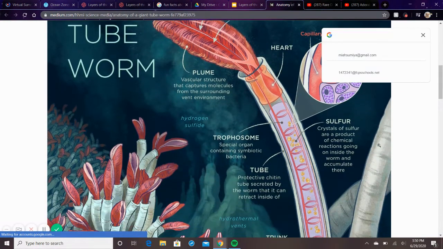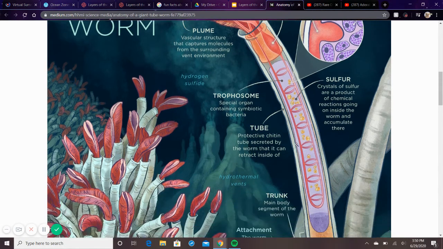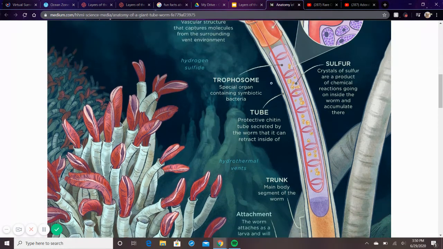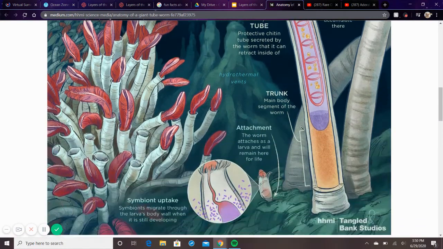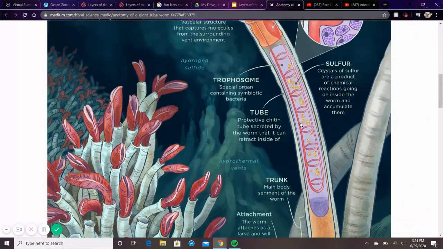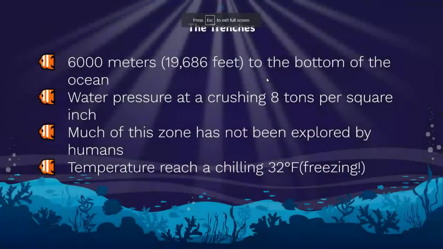So what's cool about them is that they actually do not have any eyes, mouth, or a stomach, and they can live up to 1,000 years. And they stay alive through this bacteria that lives in them, and they have a symbiotic relationship, which means the bacteria helps them to survive, really. It's just one of the cooler animals that live in the abyss. Just wanted to give you guys a quick overview of that. Now on to the trenches.